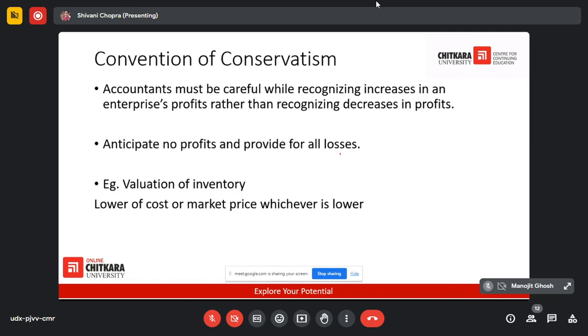Second one is conservatism, that we must provide for all possible losses which we assume. If there is a loss that can be foreseen by the business, then it must be considered. And if there is a revenue which has not been realized till now, then we must recognize all sorts of losses that can happen. For example, you made sales and you are waiting for the payment, and you somehow come to know that the customer has gone bankrupt. Then, according to the concept of conservatism, you must record that sale as a bad debt.